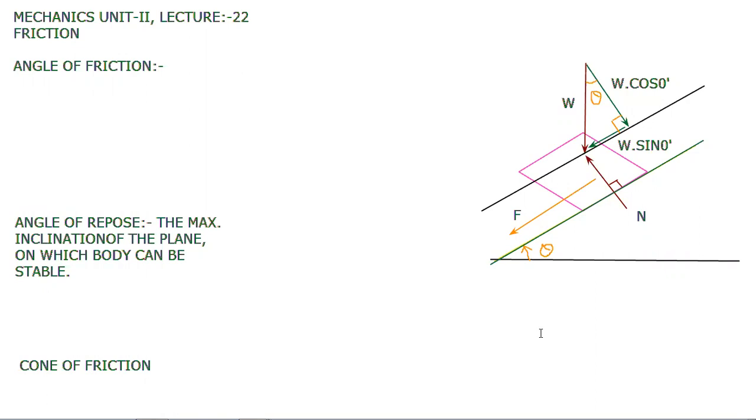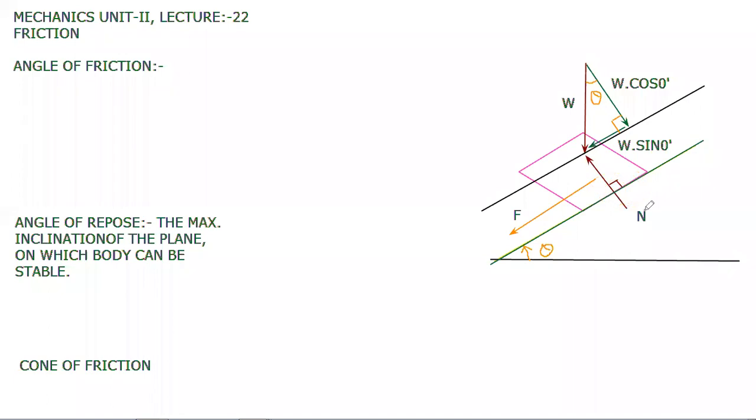And your normal reaction is in the upward direction. Upward means what? Perpendicular to the surface. It is not vertically upward. The normal reaction is perpendicular to the inclined surface. Remember this: here we have shown this angle as 90 degrees, perpendicular to the surface.